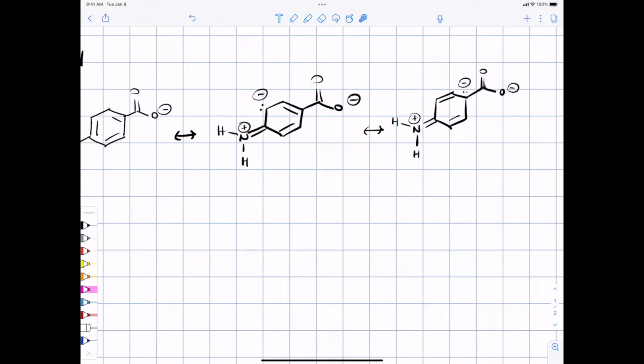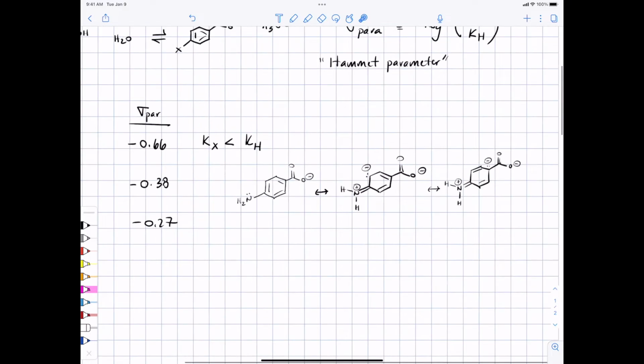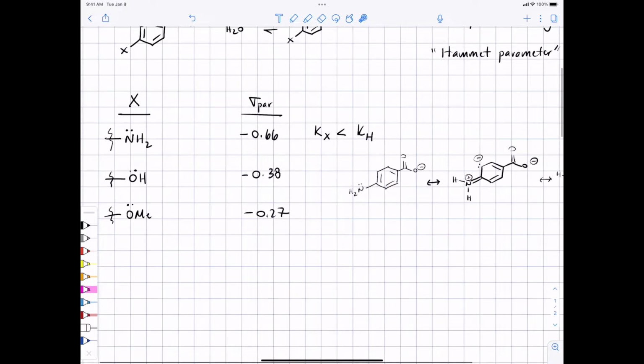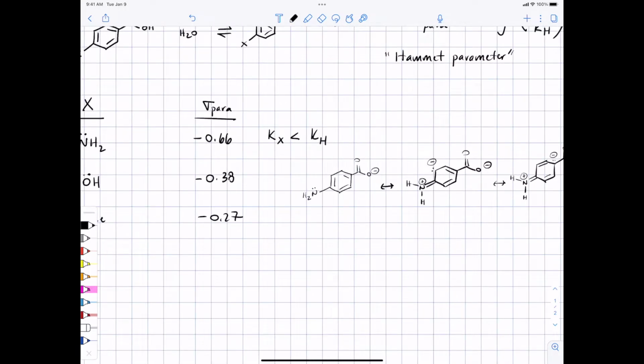Remember, stabilizing a conjugate base often involves spreading out electron density, not pushing extra electron density toward the place that has a negative charge in the conjugate base. So one of the things we notice about groups that have negative sigma para values is that these tend to be electron donating groups.